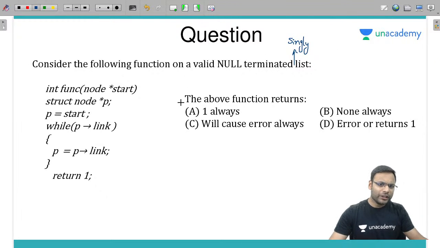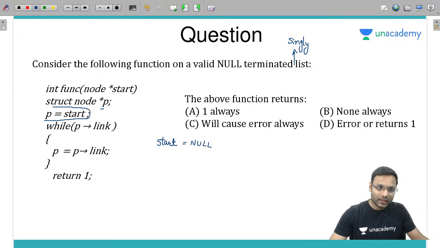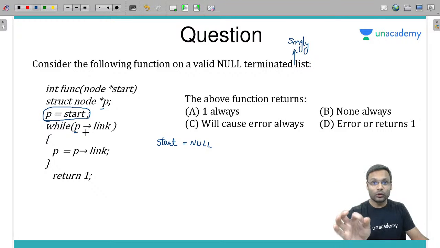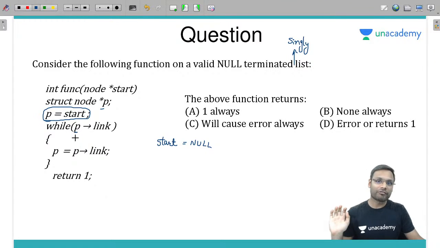So we need to check whether we can have an error. For that, let's take an empty list initially. If you have taken an empty list, start will be equal to null. In that case, p is equal to null, and the statement will be null arrow link. Null arrow link will give you an error called null pointer dereference. With a null pointer, you cannot access anything else. So when the start pointer, your list pointer, is pointing to null, you will have an error.